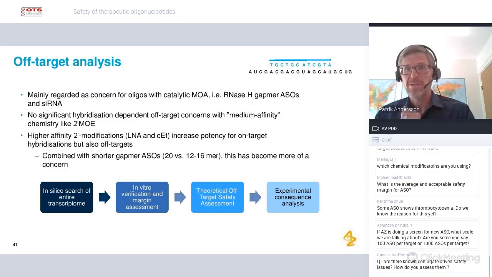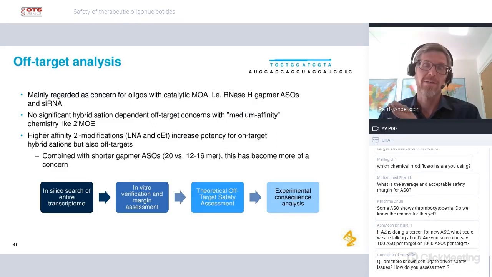So that's on-target safety concern. The off-target safety concern from a hybridization-dependent perspective is mainly regarded as a concern for oligos with catalytic mechanism of action, for example, RNase H gapmer ASOs, and siRNA.